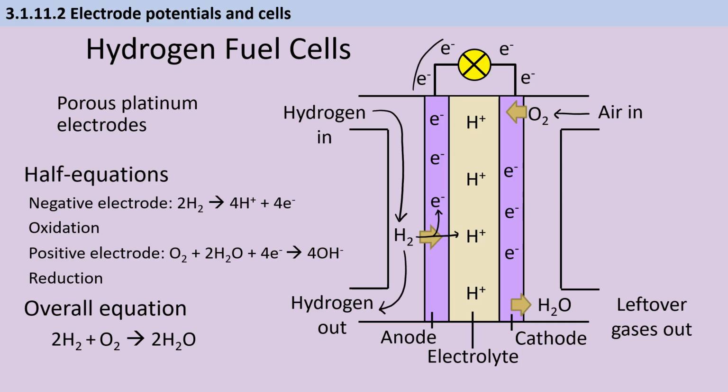These electrons travel through a wire. At the cathode, oxygen reacts with water and also these electrons to make hydroxide ions, and these hydroxide ions then join up with the hydrogen ions to make water, which is the only waste product. You should know the half equations for either electrode, and you should be able to join these together by cancelling out the electrons in order to make one overall equation, which is just hydrogen plus oxygen reacts to make water.